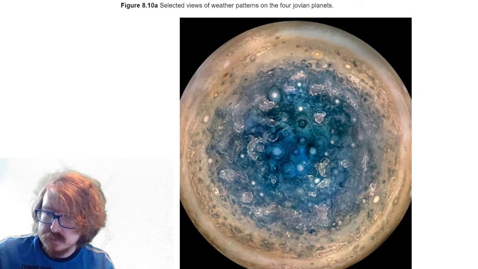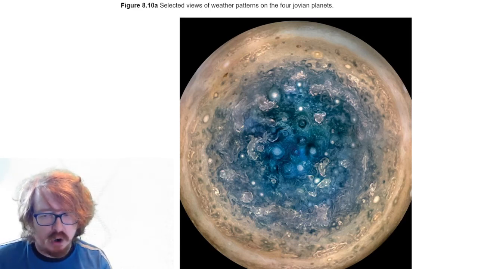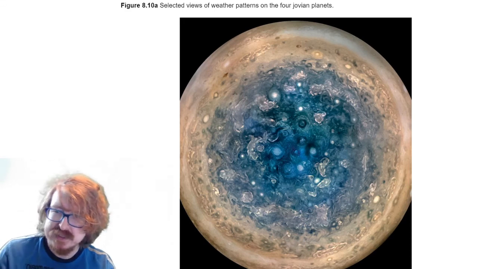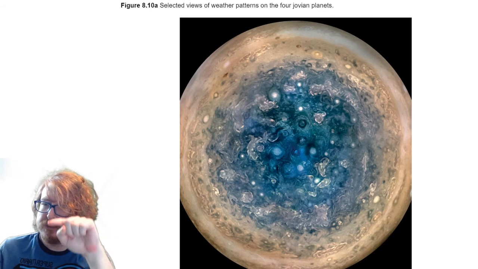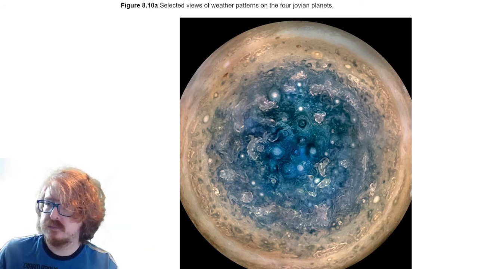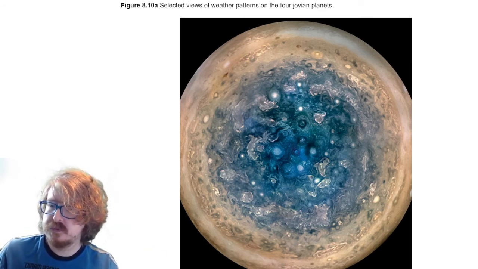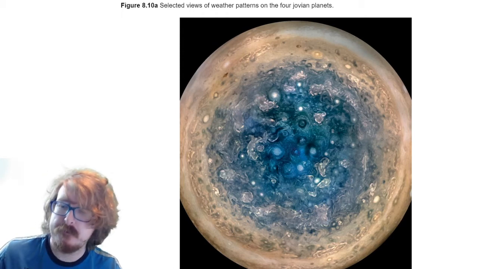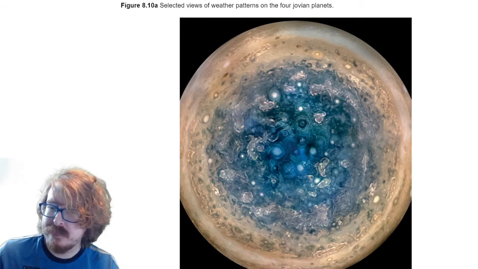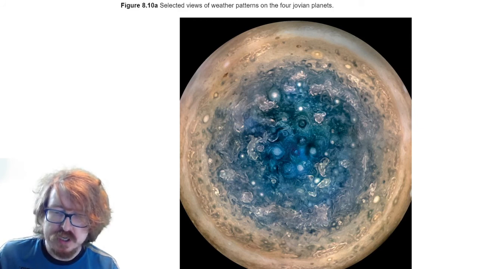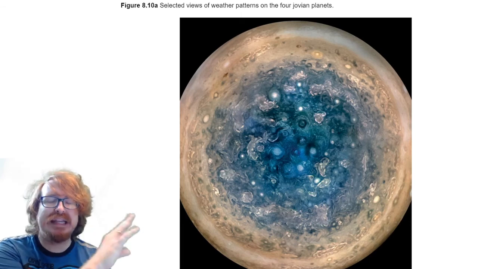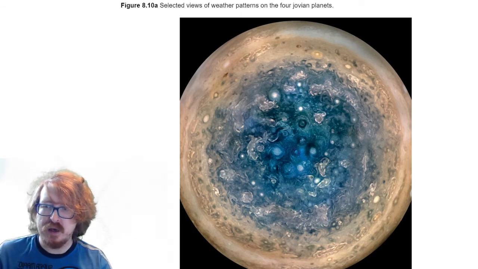So what is basically oval shaped, made out of clouds, and is spiraled? Yes. Looks like we're getting it. These are storms. These are hurricanes. So Jupiter is completely covered with hurricanes, okay?